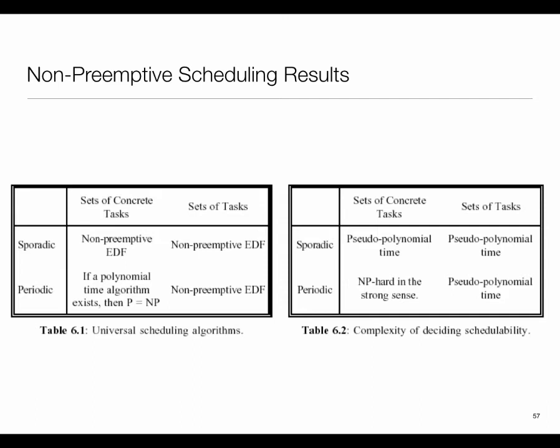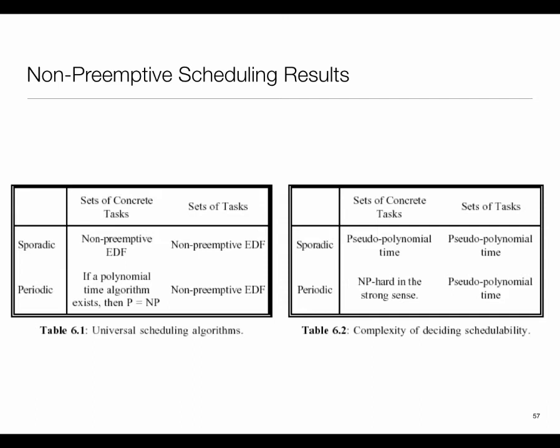So what the result shows is that non-preemptive EDF is optimum both for periodic task sets as well as sporadic ones, sporadic meaning that I'm given the minimum inter-arrival time between packets or tasks. But if I have a set of concrete tasks, where I give you a task and also the arrival time of the first task, and after that they are periodic, then for the sporadic case, non-preemptive EDF is again optimum. That is, if it cannot schedule it, nothing can.